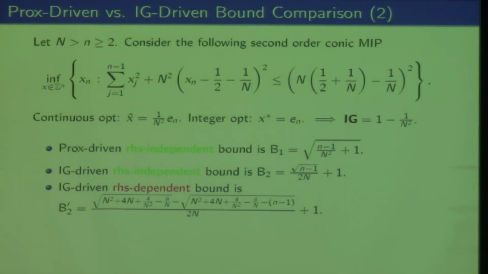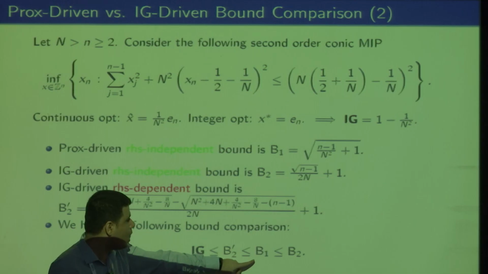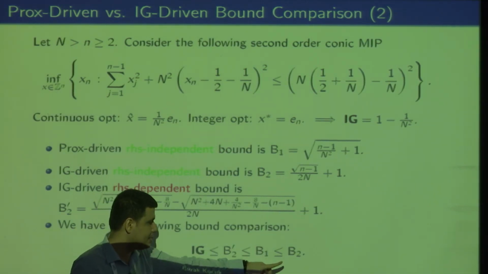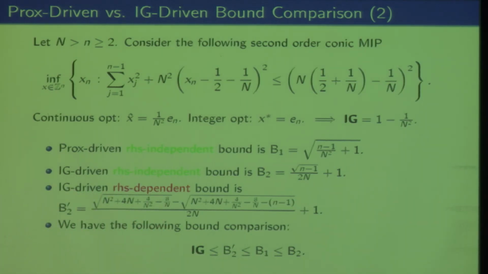And for the right-hand side dependent bound, you get some horrible expression like this. But what we can show is that, as you might expect, the right-hand side dependent bound is the best one because it uses more information somehow. But the first approach actually gives you a strictly better bound than the right-hand side independent bound of the integrality gap-driven approach. So that's why I think both approaches have some certain meaning to them.